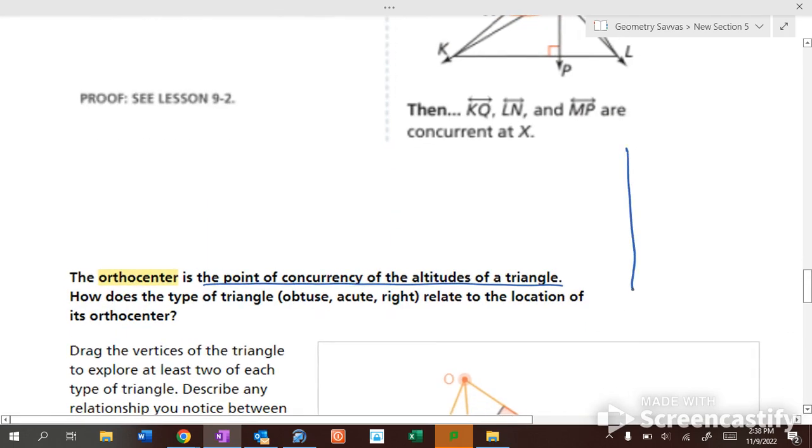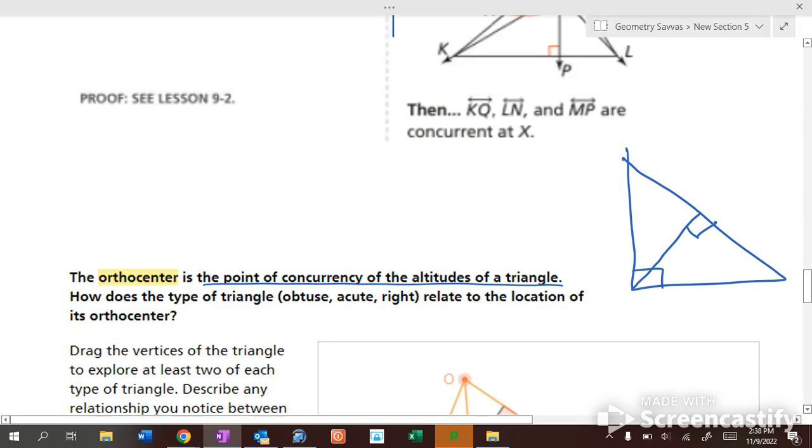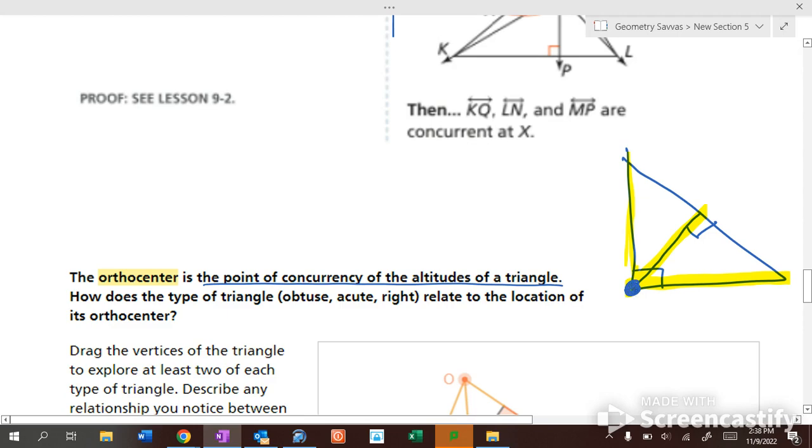If I draw a right triangle, here's one altitude. So let me do it in highlighter here. Here's one altitude. Here's another altitude. And here's the other altitude. Where do the three altitudes meet on a right triangle? Right at the right angle. Okay? So the orthocenter is where the right angle is on a right triangle.